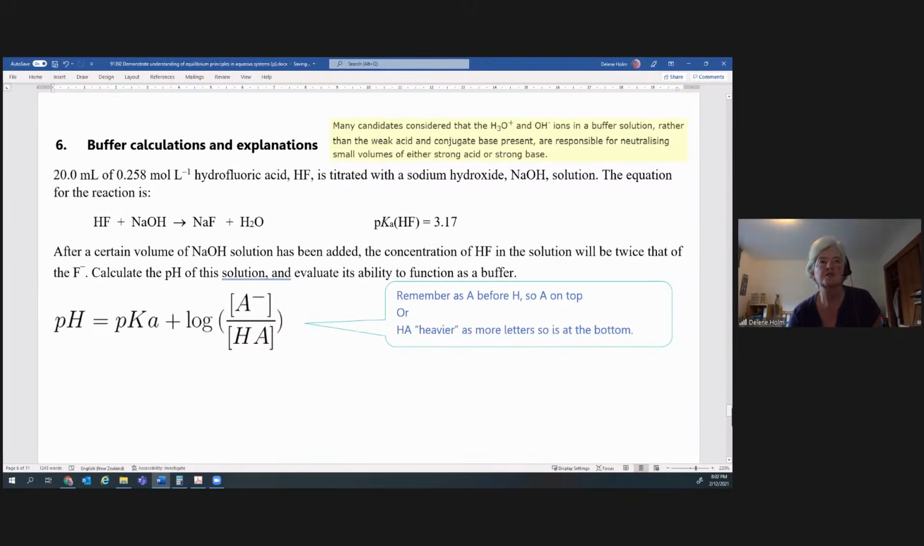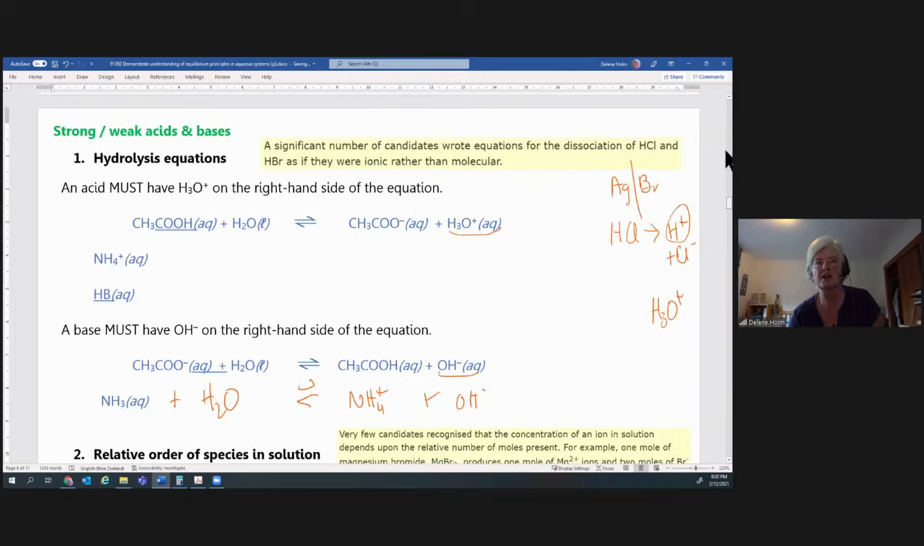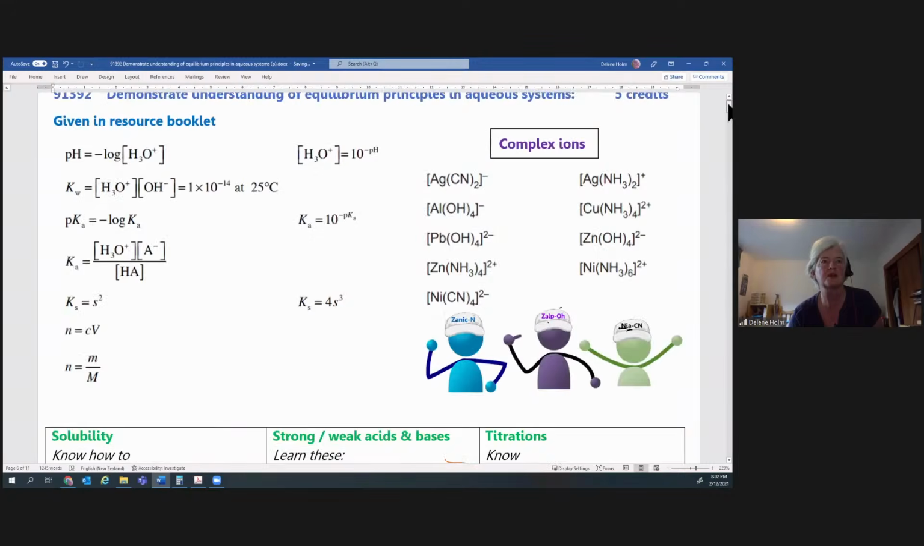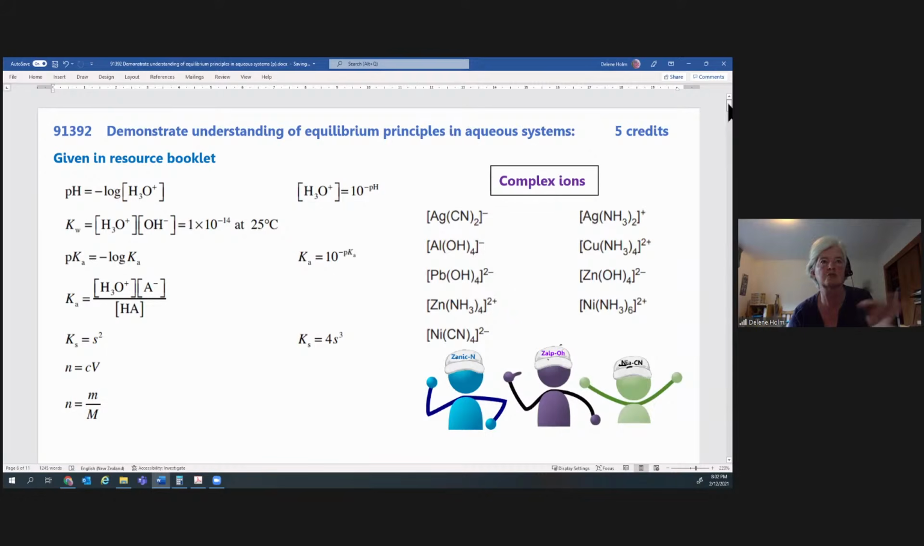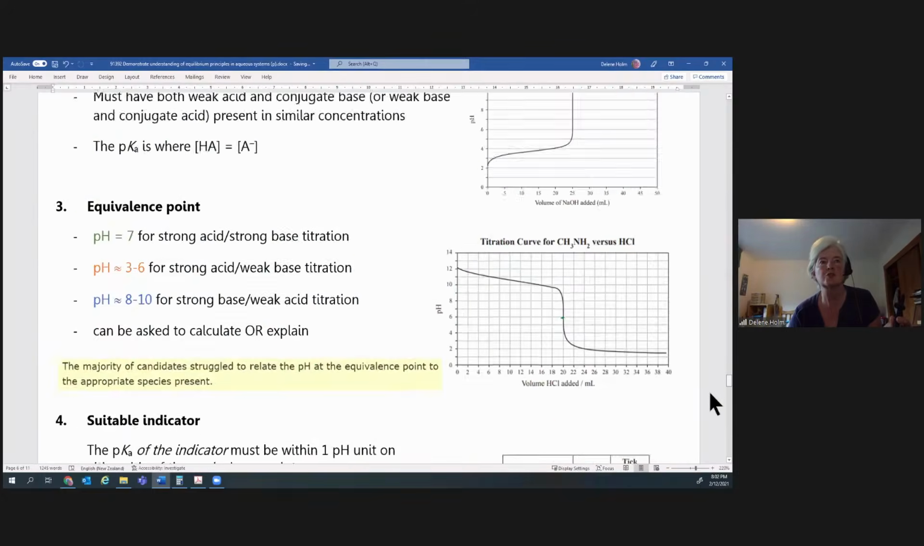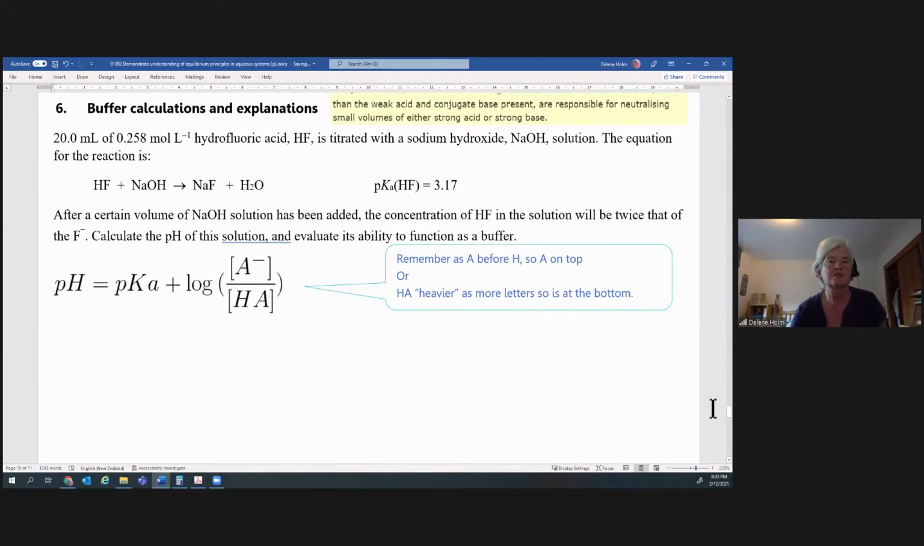One final thing in terms of buffer: I like using the Henderson-Hasselbalch equation, and a lot of students get confused because this is not given. I'm pretty sure it's not given. Can I just quickly check in the resource booklet right on the top? Yep, you can see it is not given in one of the equations. So if you want to remember it: it is a plus there. It's always pH equals pKa of the acid plus, and that will stay like that.